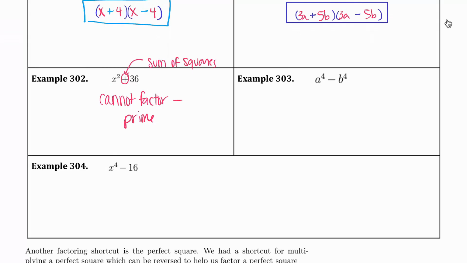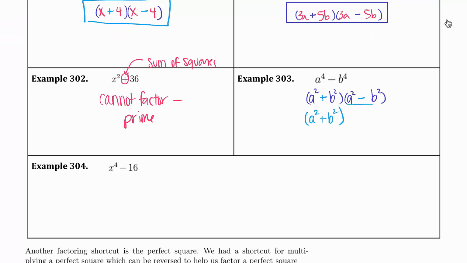On example 303, we have a to the 4th minus b to the 4th. So if we think about both of those, these may not look like perfect squares right off the bat, but we know that the square root of a to the 4th is a squared. So we have a squared, a squared. The square root of b to the 4th is b squared. We know one of them is going to be plus, one of them is going to be minus. But we actually don't stop here. If we look right here, we have the sum of two squares, which we just said cannot be factored. This is prime. So I'm going to keep that the same.